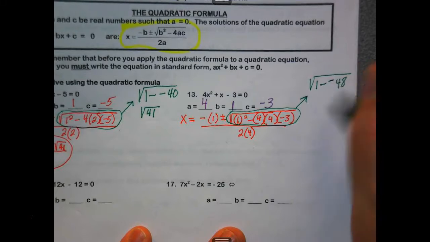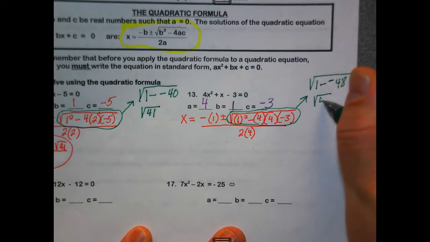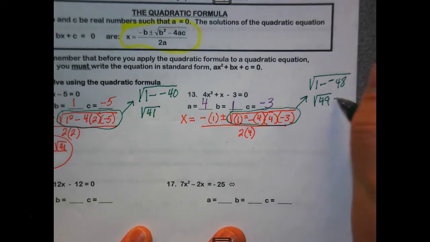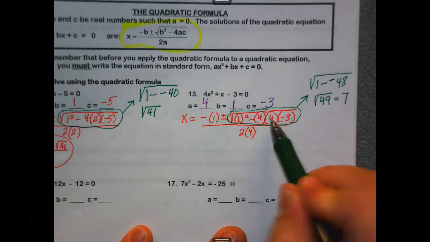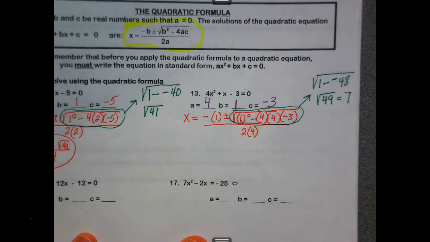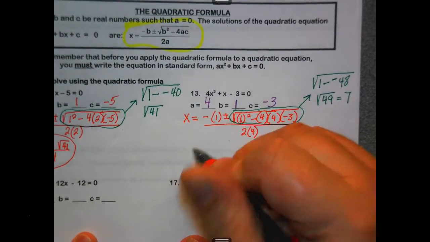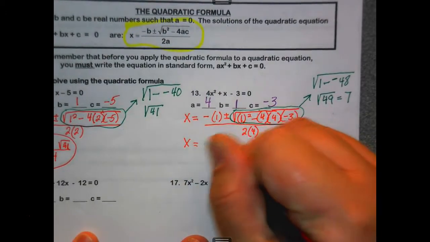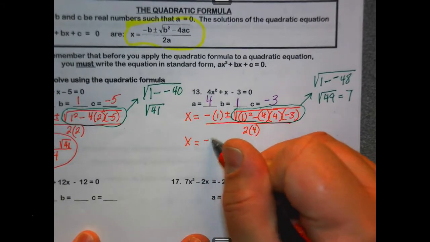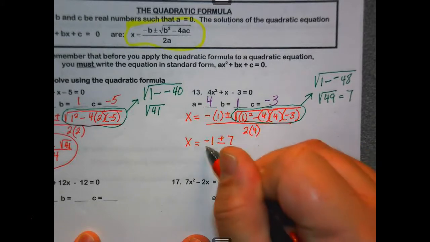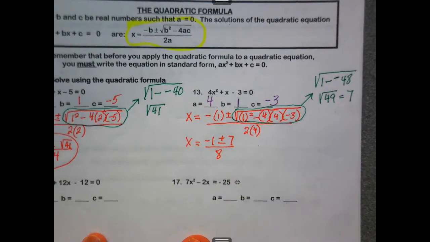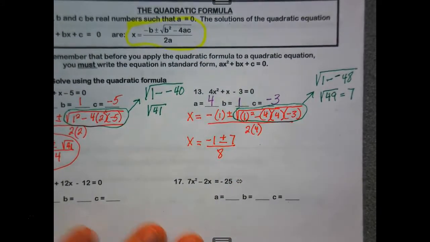What's 1 plus 48? And what is the square root of 49? 7. So I get to replace this whole big thing here with 7. Are you ready? Are you ready, kids? Okay, I have -1 plus or minus 7 over 8. Am I done? No, because this one I can go farther. I can simplify it more.